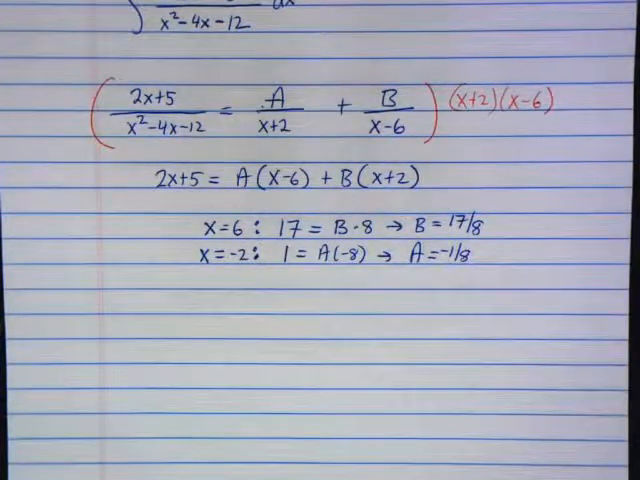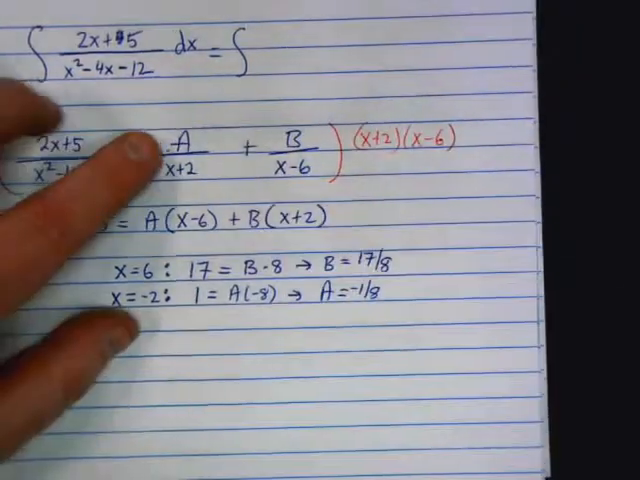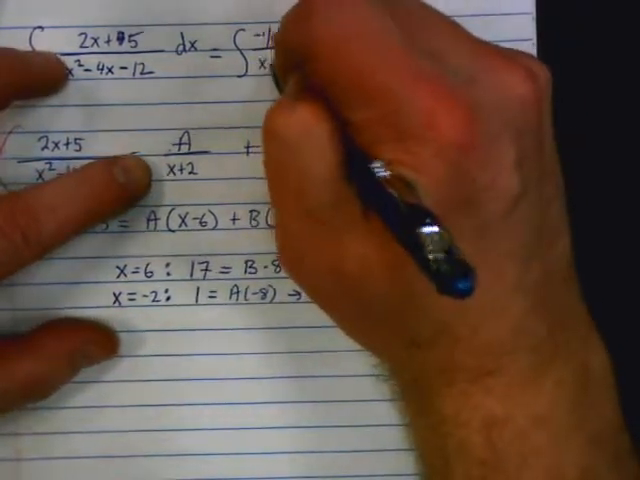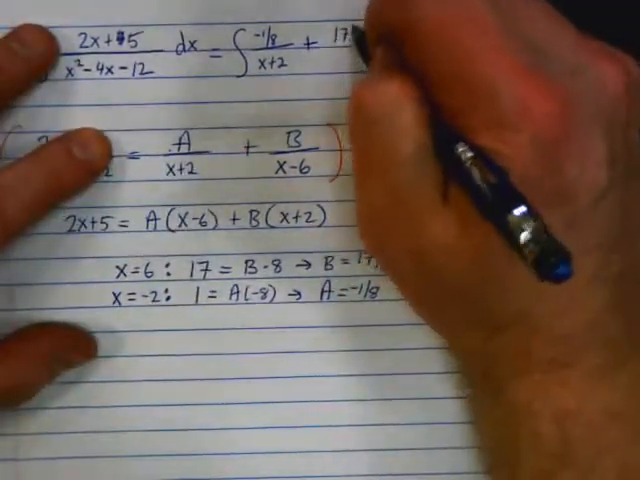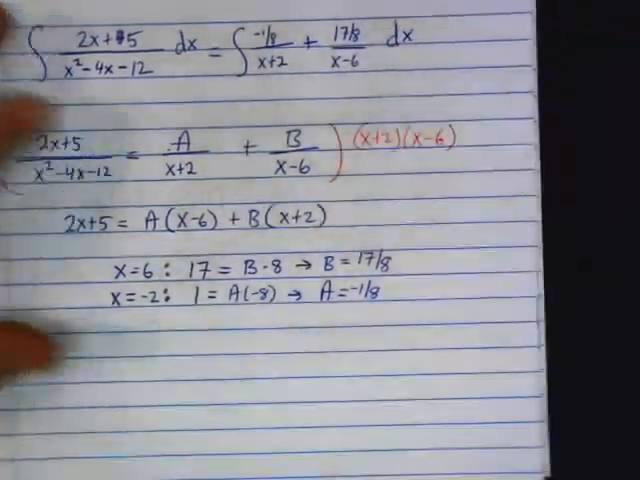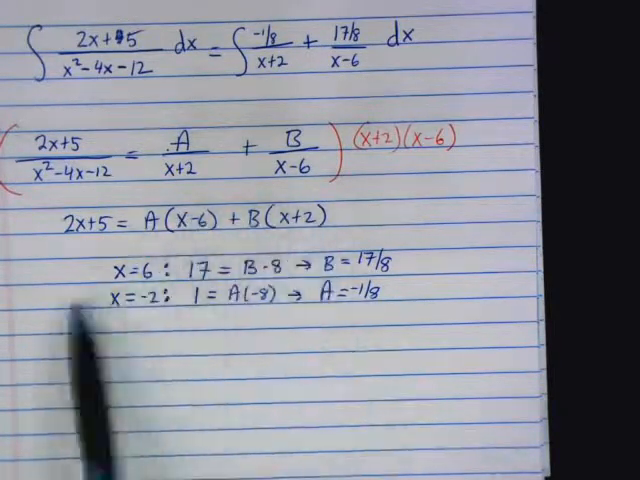Was that a little quicker? No, it was a lot quicker. So this becomes the integral of negative 1/8 over x plus 2, plus 17/8 divided by x minus 6 dx. So that's the shortcut for doing partial fraction decomposition. You don't set up a system of equations and solve the system of equations. You simply plug in the right numbers and make it work out for you.